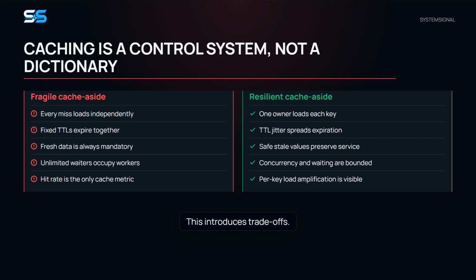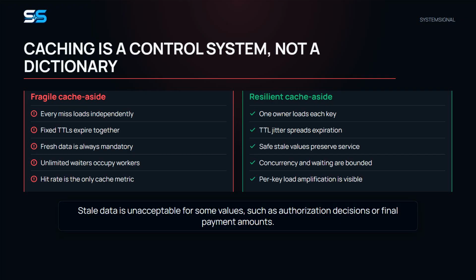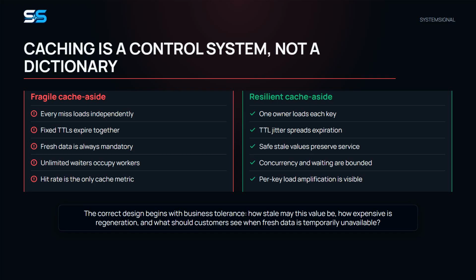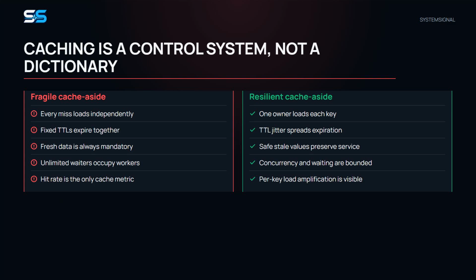This introduces trade-offs. Stale data is unacceptable for some values, such as authorization decisions or final payment amounts. Distributed locks add failure modes and must expire safely. Hot key replication can improve reads but complicate invalidation. The correct design begins with business tolerance. How stale may this value be? How expensive is regeneration? And what should customers see when fresh data is temporarily unavailable?